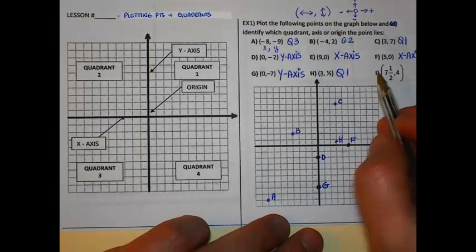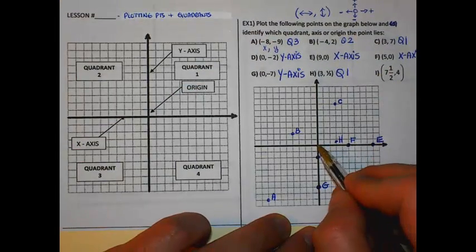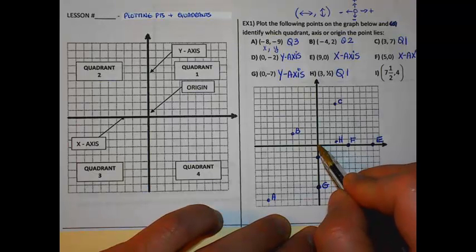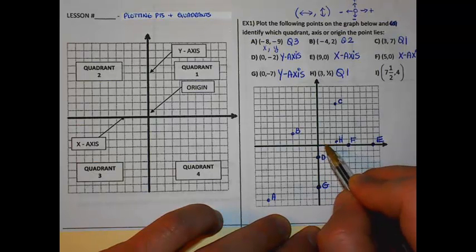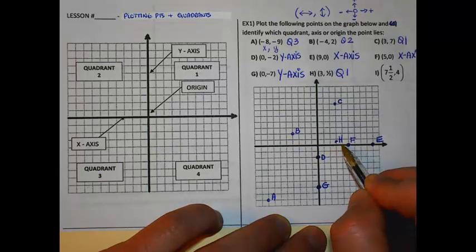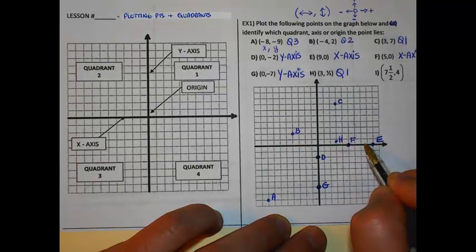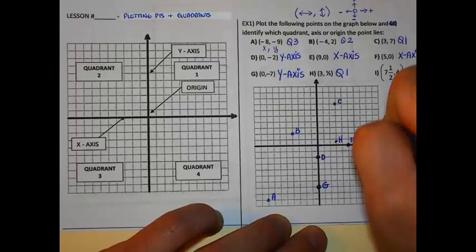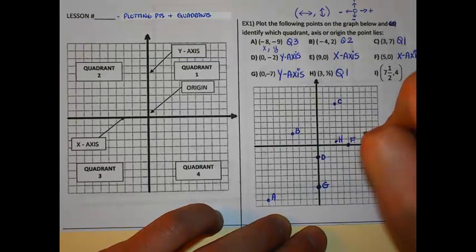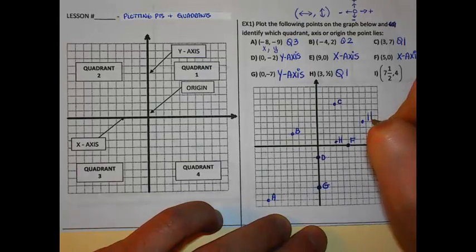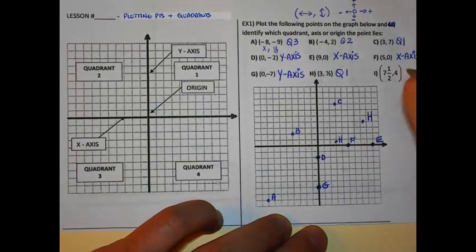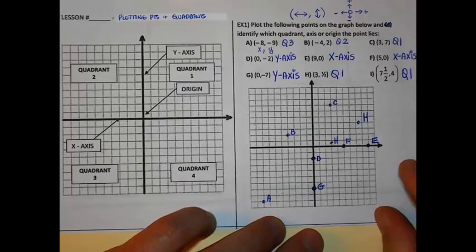Alright, last one, letter I. So what we're going to do is go 7 1/2 to the right, so 1, 2, 3, 4, 5, 6, 7 1/2, and we're going to go up 4, so 1, 2, 3, 4, and that's where our point is. And this point is also in quadrant number 1.